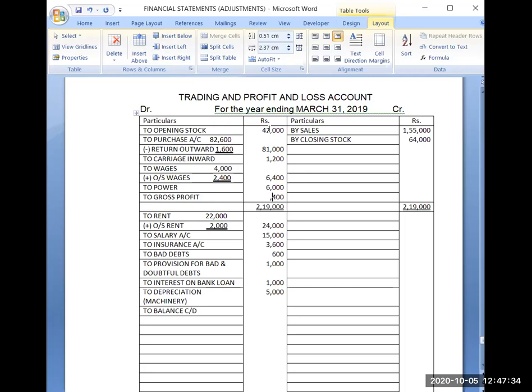410. So 1 is carry on, 1 plus 2, 3, 1, 4, 1, 5, 6, 11, 6, 17, and 2, 19, 5, 8, 13, 8, 21, and that's where your gross profit will be 82,400. I will put this gross profit here by gross profit 82,400.